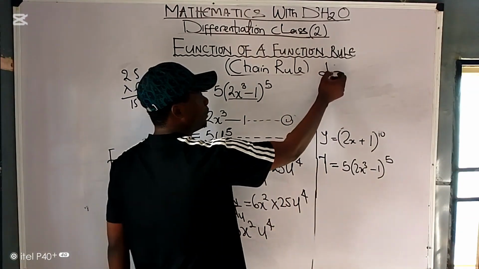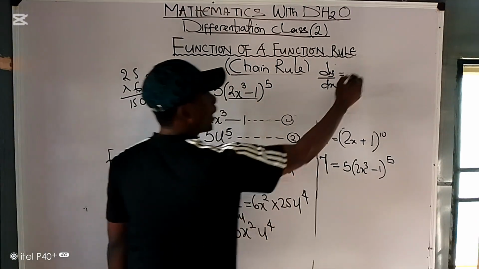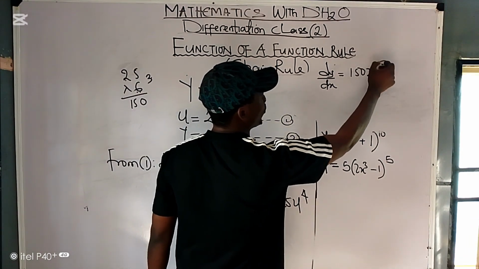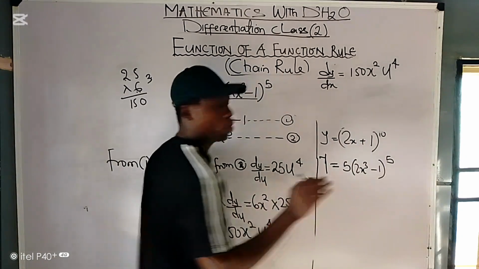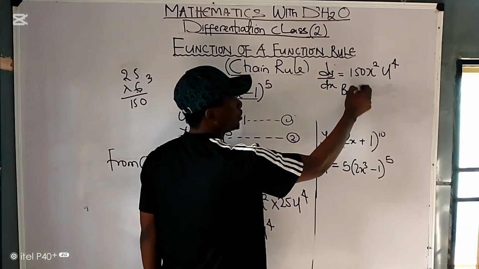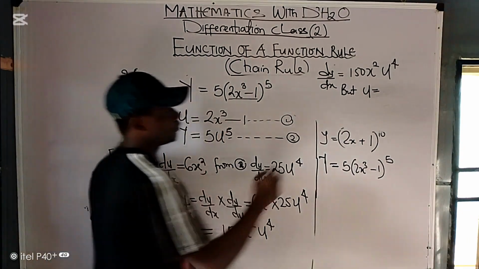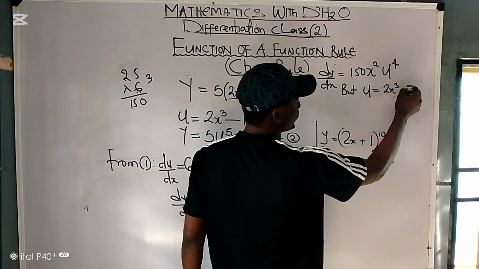We have that dy over dx is equal to 150x squared u raised to the power of what? Over 4. So don't forget what your u is. You can simply say, but u is what? What's the value for u? 2x cubed minus 1.